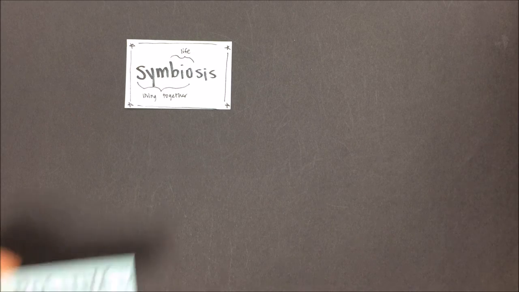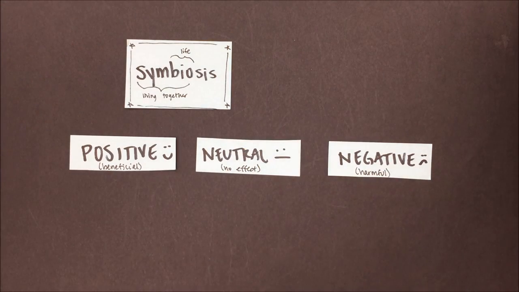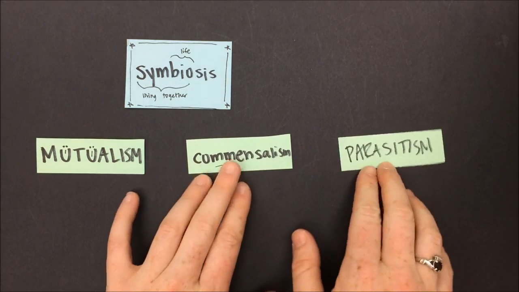In symbiosis, two or more organisms live in very close contact, sometimes in or on each other. These relationships can be positive, negative, or neutral, depending on which organism's perspective you're taking in analyzing the symbiotic relationship. We learned about mutualism, commensalism, and parasitism.